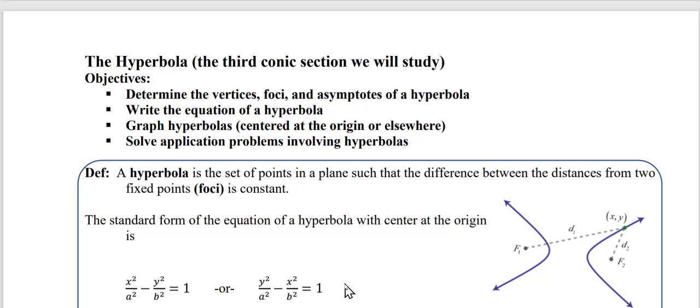On the ellipse, like in this picture, d1 plus d2 gave us an ellipse. That was constant. Here we are going to do d1 minus d2, and that is constant.